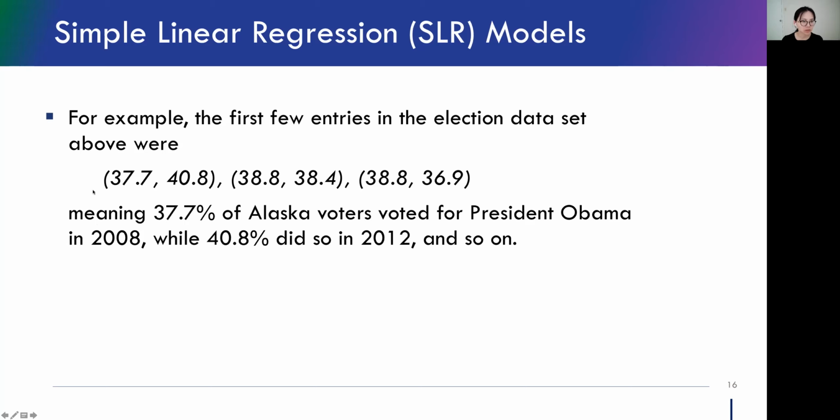I also put the meaning of this data pair for the first data point. It means 37.7% of Alaska voters voted for Obama in 2008, while 40.8% did so in 2012, and so on. This would be for another state, and then this is for another state. But this one corresponds to Alaska.